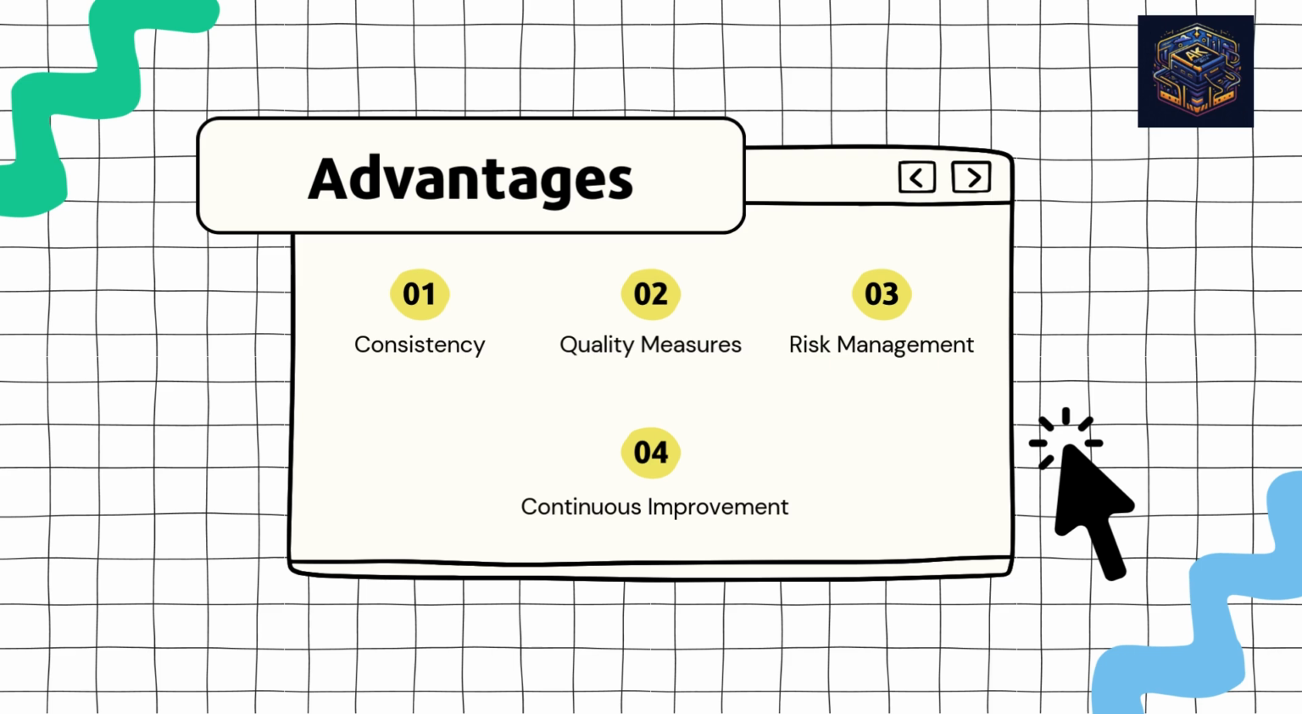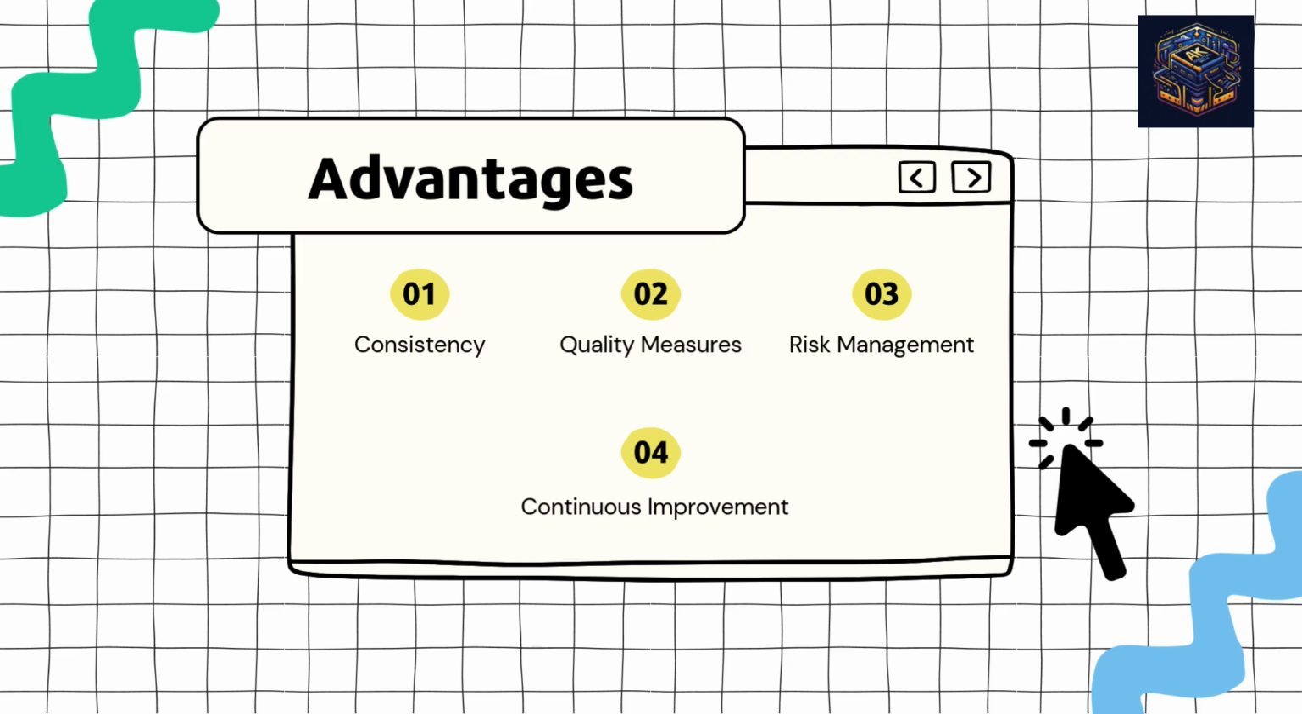Consistency. One of the main advantages of process and control specifications is that they promote consistency throughout the development process. By defining clear guidelines and procedures, they ensure that every step in the software development is performed systematically and according to plan. This helps maintain uniformity across different stages of development.